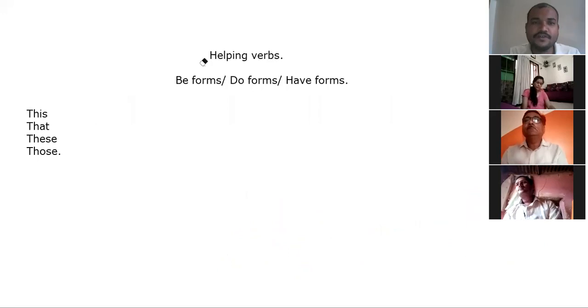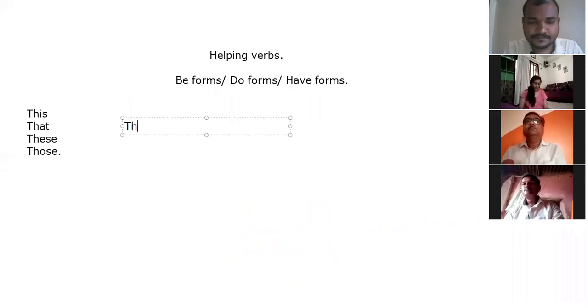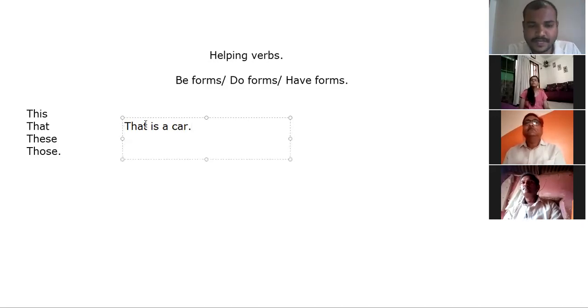So now I'm going to give you a few examples. What you're supposed to do is try to change them into one another. For example, that is the car. Right? So try to change by using these things. So that is the car.